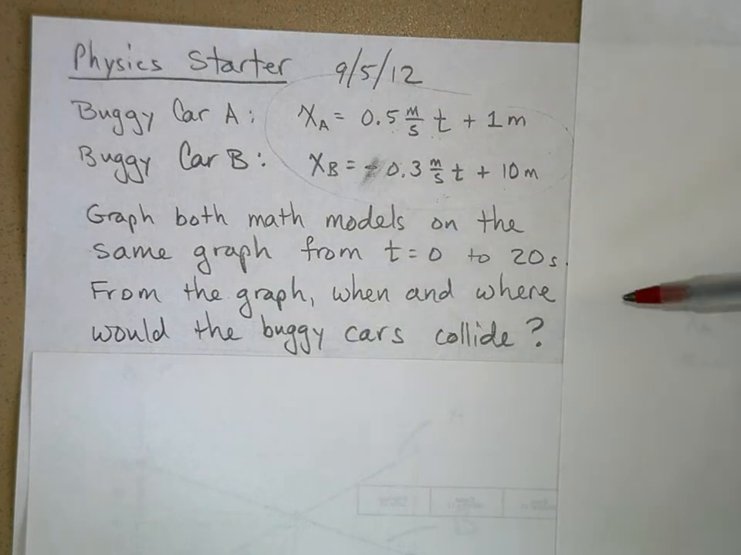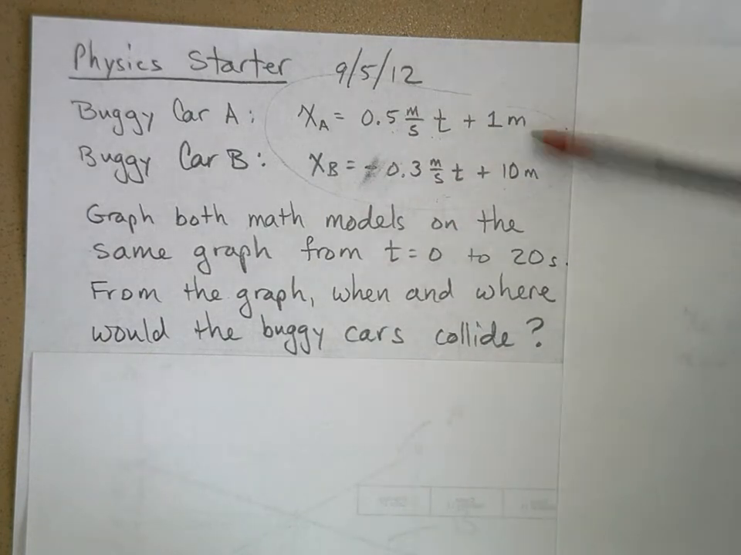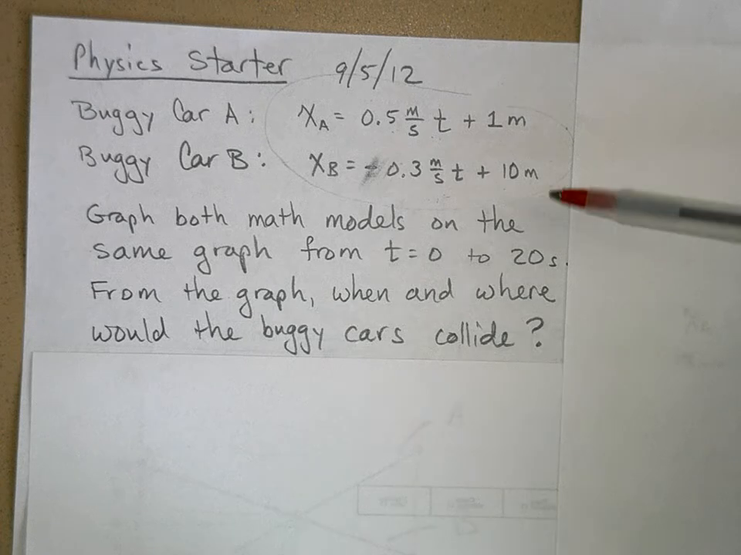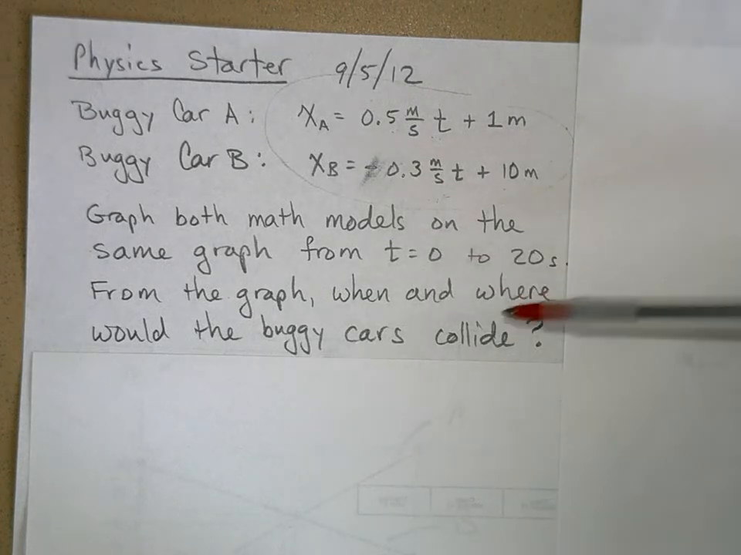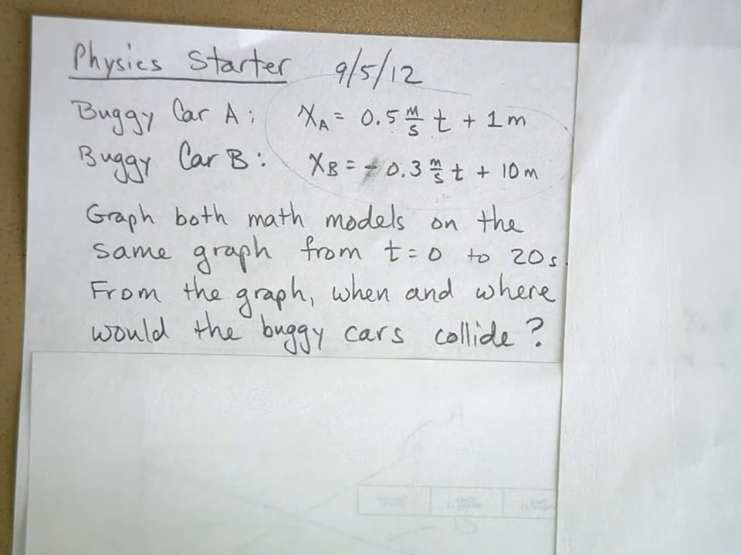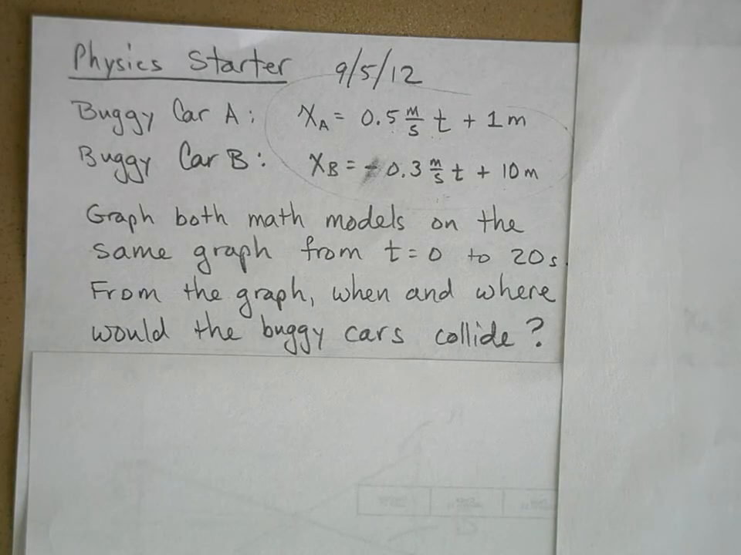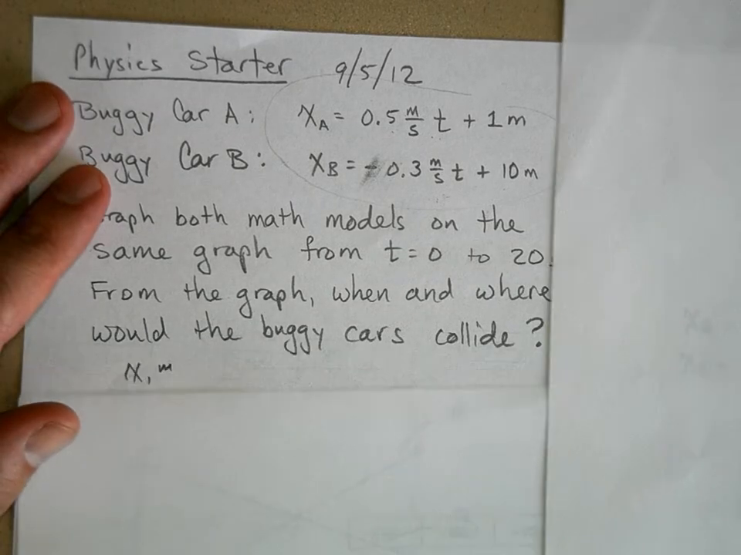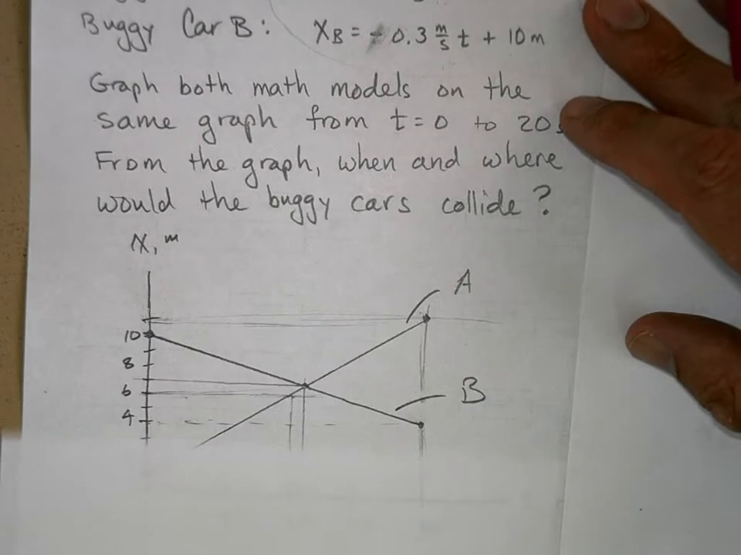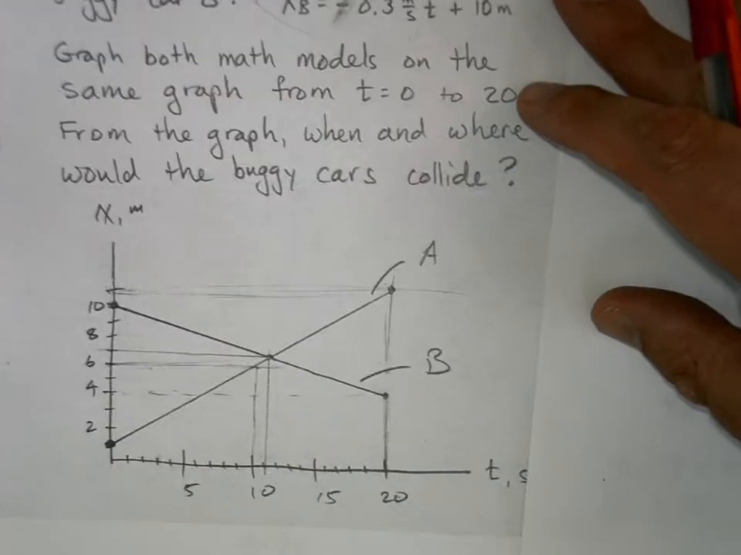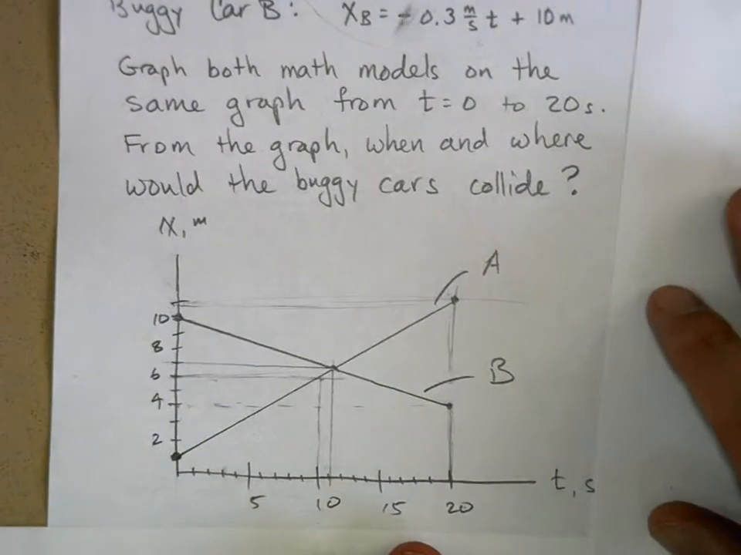And so what we want to do is draw a graph with both of these equations on the graph, from 0 to 20 seconds, and we're going to see when and where they are going to collide. When are they going to smash into each other? Or, in other words, when are the graphs going to intersect? Because that's what happens. So here is, and I've already done it, so in the interest of time, I'm going to show what the graph looks like.